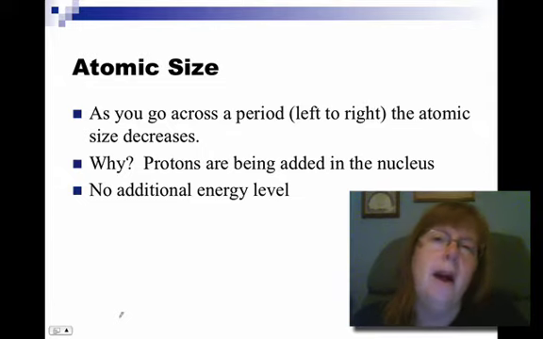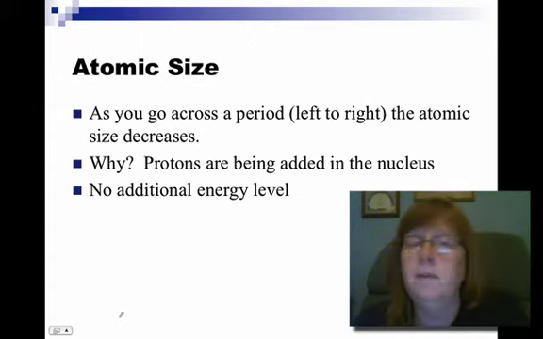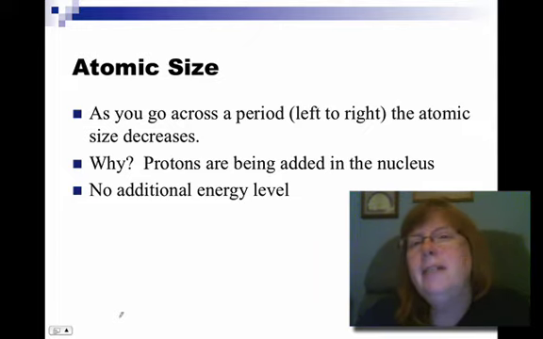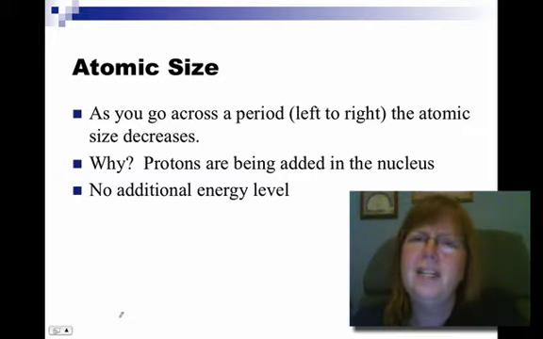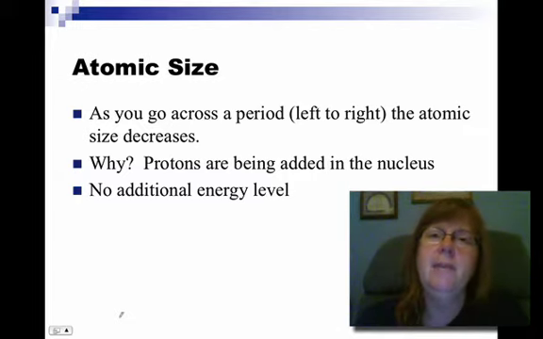How about when you go across a period from left to right? Here we're not adding any energy levels. The principal quantum number is staying the same. But the atomic size is actually going down. It's kind of counterintuitive. As we go across a period, we're adding protons to the nucleus and electrons to the atom. You would think it would get bigger because we're adding stuff. Actually, we're adding positive protons to the nucleus, and we are adding electrons, but we're not giving those electrons any more space.